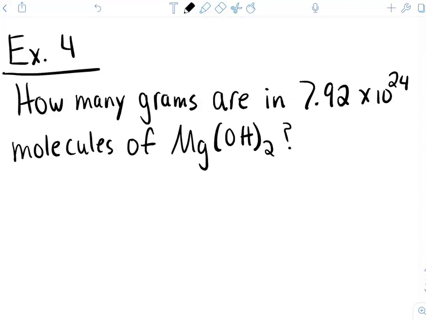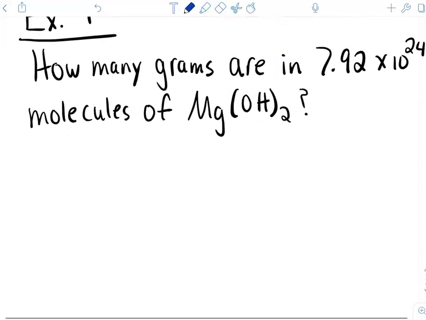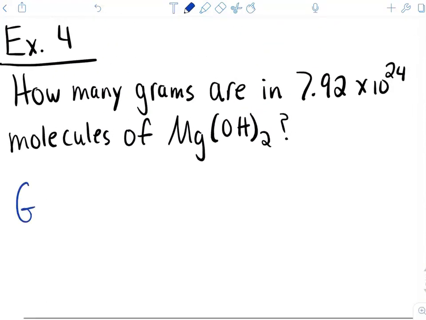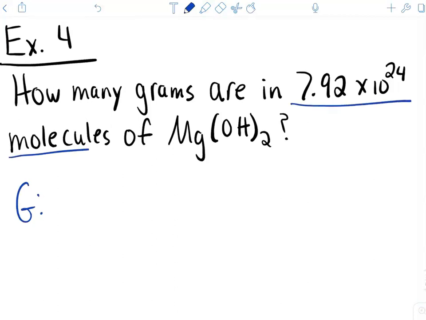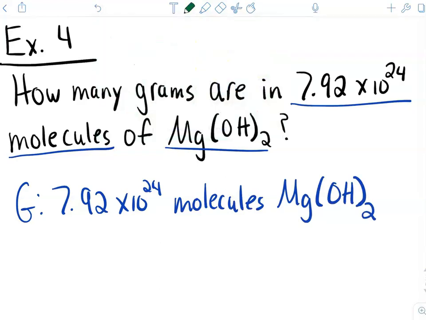Okay, so I trust that you have taken the time and you have paused and worked this out, and now you're coming back to see if you were correct. So, in this one, you are given 7.92 times 10 raised to the 24th molecules of magnesium hydroxide. And then the unknown, or the thing that you're trying to get to, is going to be grams of magnesium hydroxide.